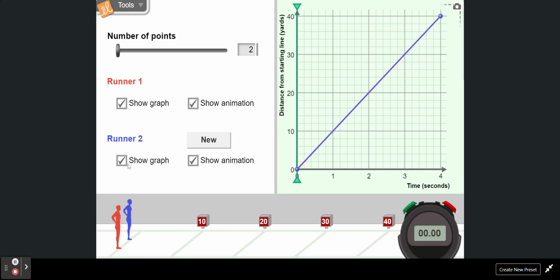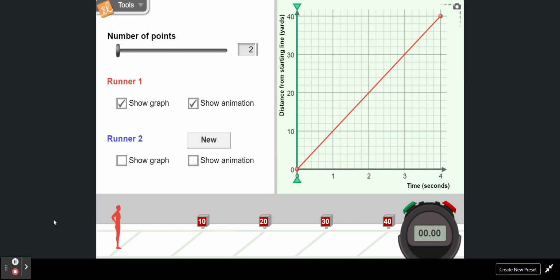Other things that we need to look at. Down here is our animation for the person running. They're starting at 0. There's 10 yards, 20 yards, 30 yards, and 40 yards. And then I have a stopwatch. The green means go. The red means stop. If I hit green, the person is going to run. When I hit stop, it's actually going to reset. This is a little tricky because I can't pause it. If you want the person to stop at 20 yards, you will actually have to move your green cursor back and forth to move the person where you need them to go.